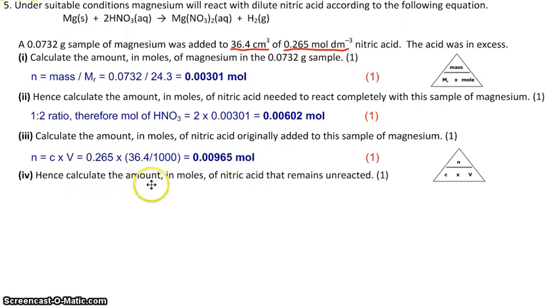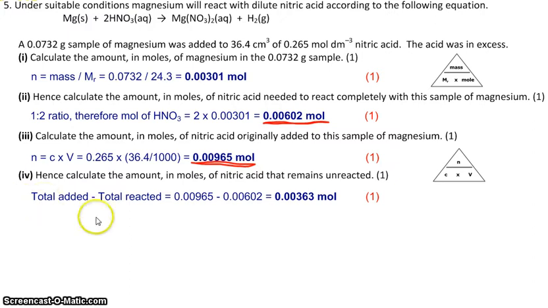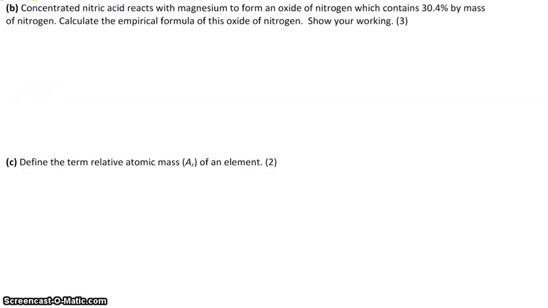So the amount in moles of nitric acid remaining unreacted after all of this has gone on is the difference between these 2 answers here. We know the total amount of nitric acid added was this many moles, and the total that had reacted is this many moles. So we do the subtraction and we find what's left over is 0.00363 moles.